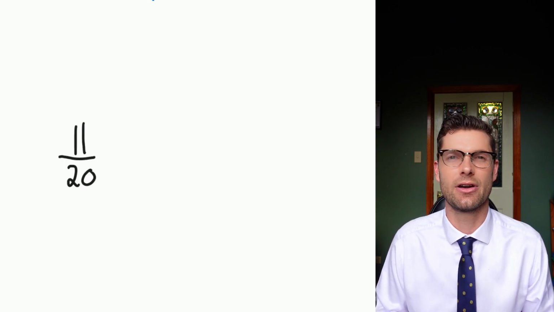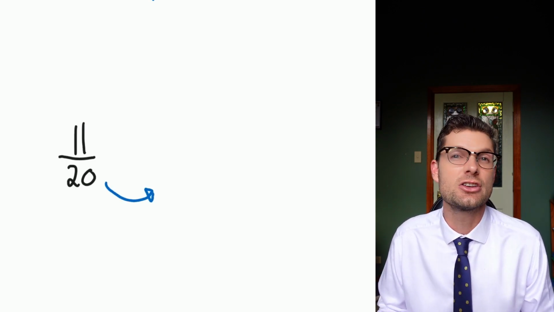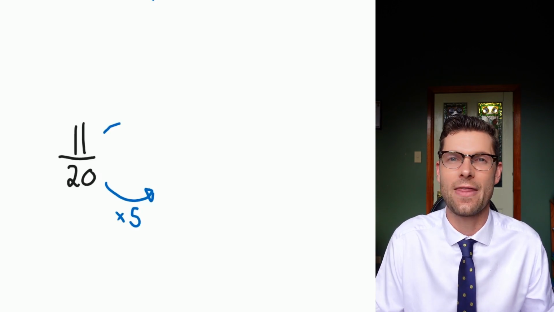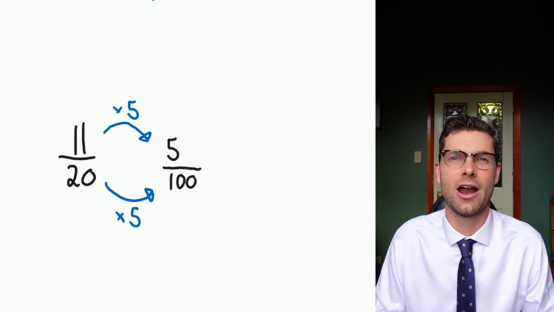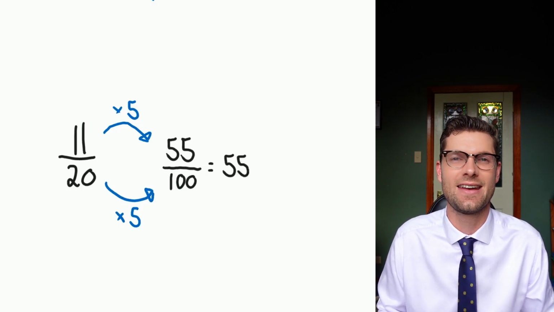For this next one here, we've got 11 over 20. In order to get to 100 again, we need to multiply by 5. So that means that I've got to do that to the top and the bottom. 11 times 5 is 55, and we know that it's going to be over 100. So my answer is 55%, and we're done.